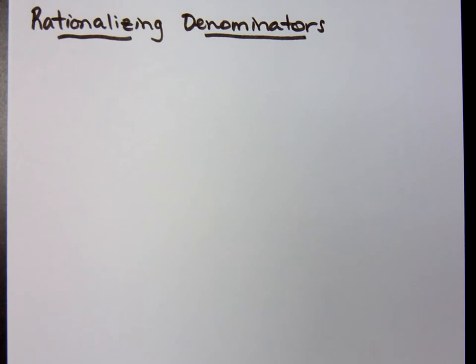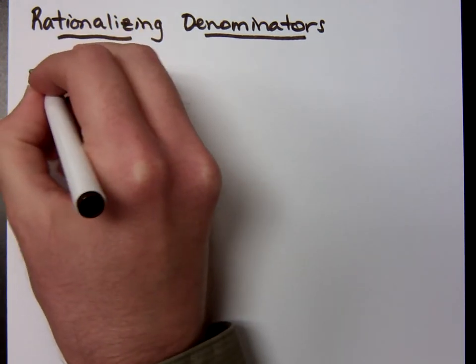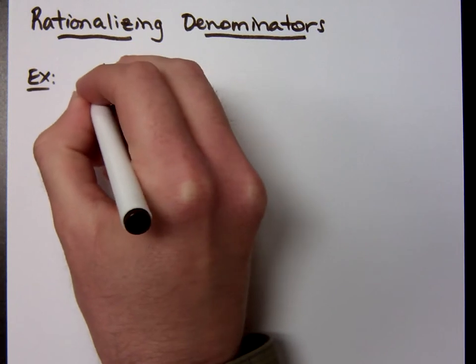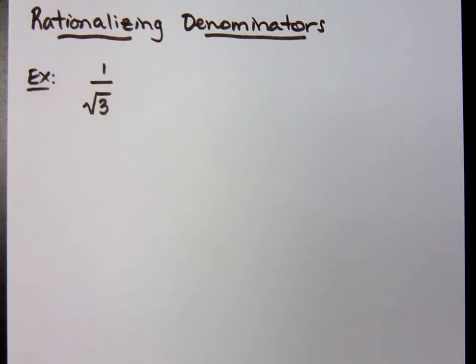We're going to spend a few minutes talking about rationalizing denominators. This is just a way of rewriting expressions so that you don't have a radical in the denominator. That's all that it really means. So for example, if I take this guy right here, 1 over the square root of 3, I want to be able to rewrite this fraction so that I don't have a radical in the denominator.